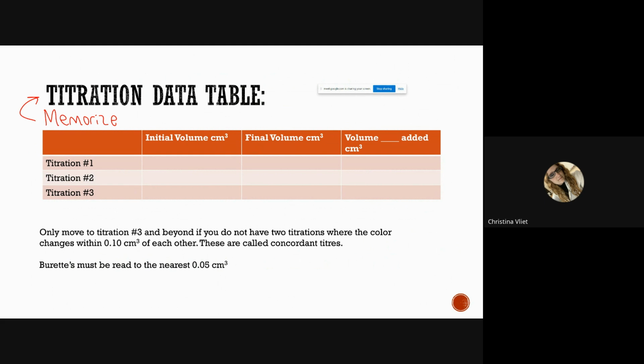The second column is final volume. And the third column is the volume of whatever FB you're adding. Write FB2 here because that's for this lab. So whatever FB you're adding into the burette is what you're writing here. Now what does FB mean?